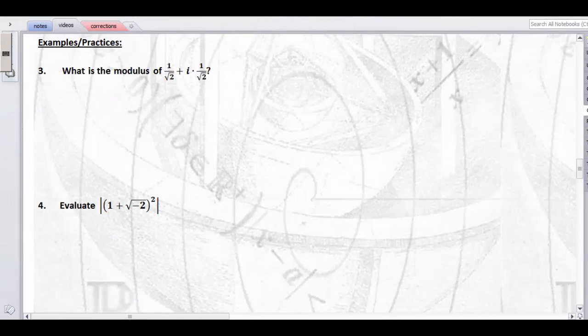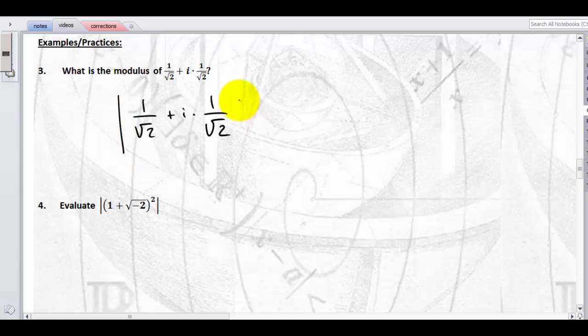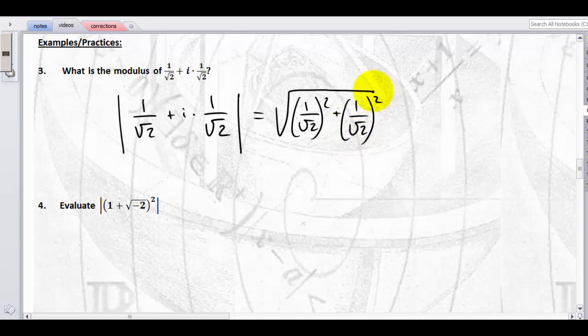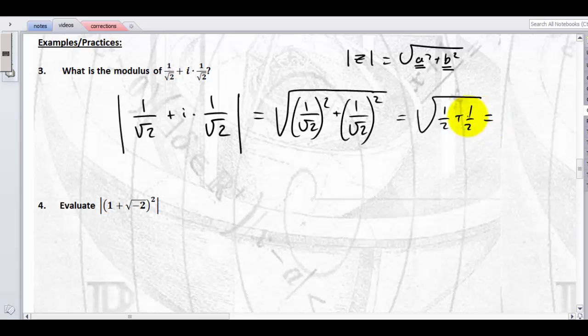So let's go over example number 3, and you will do example number 4. I want the modulus of 1 over root 2 plus i times 1 over root 2. I don't know if you remember, that's the square root of i right here. So I want the modulus of that. Well, that's super easy. It's the square root of (1 over root 2) squared plus (1 over root 2) squared. Do not put any i in it, right? The modulus of a complex number is the square root of a squared plus b squared. This is the real part. This is the imaginary part. So this is the square root of 1/2 plus 1/2, and that is just 1.